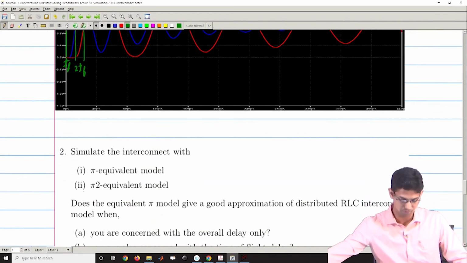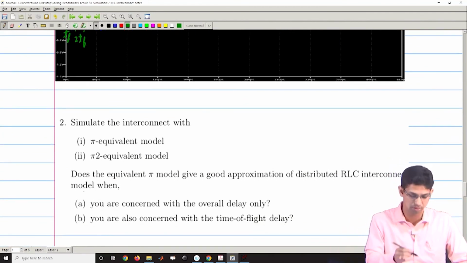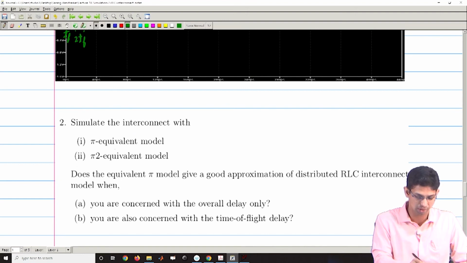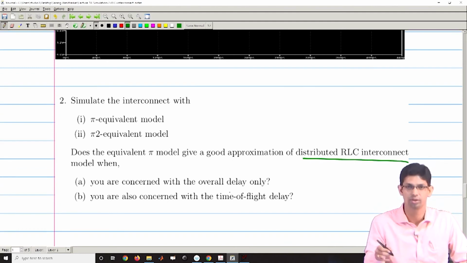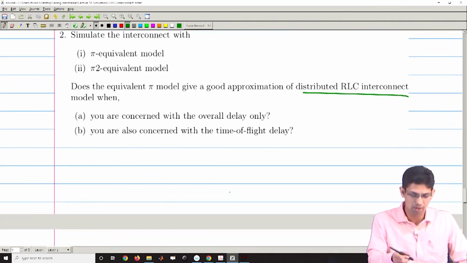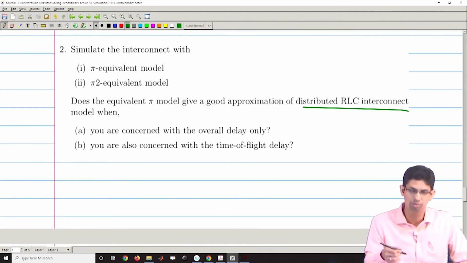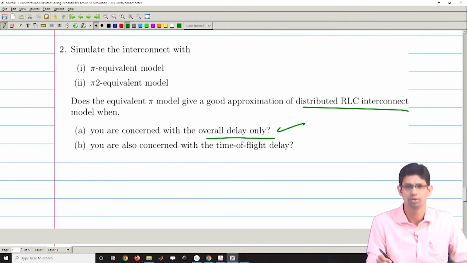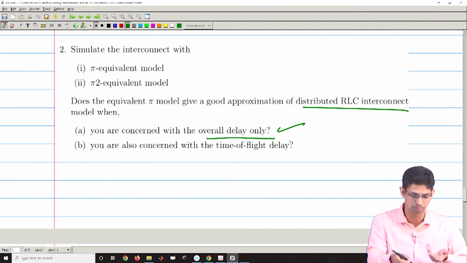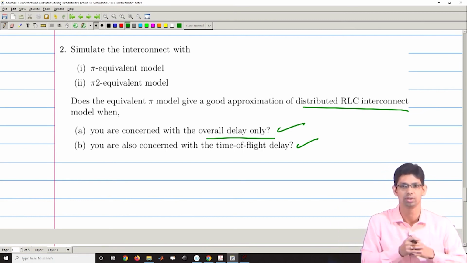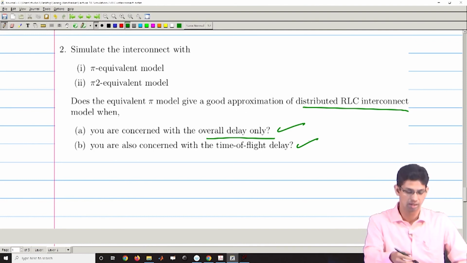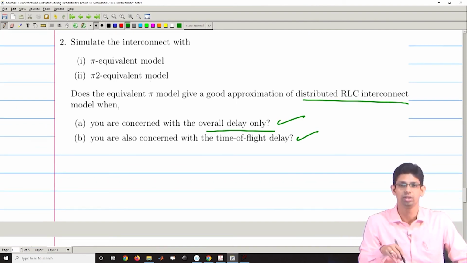Right. So the final simulation that we will take up is the simulation of interconnect with pi equivalent model and pi 2 equivalent model. Then we will compare this with the case of a distributed RLC interconnect with say 10 or 5 elements. So here we will evaluate this pi model on 2 parameters. One is the overall delay. So if only the overall delay is our concern, are these good enough? And if we are also concerned with the time of flight delay, which essentially comes because of the distributed nature when you have large number of RC, then is this lumped pi equivalent model good enough?